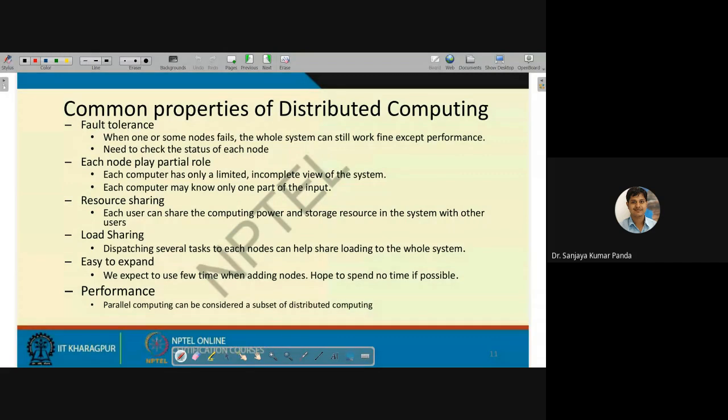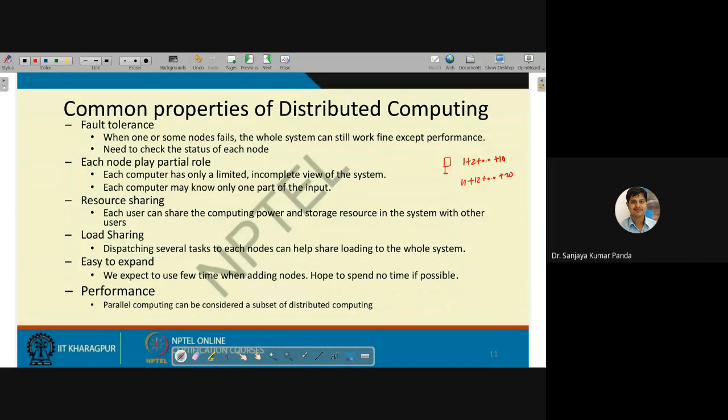So each computer has only a limited, incomplete view of the system. Suppose a node is given the addition of 1 plus 2 plus up to 10. This node is not willing to know or bother about who is computing 11 plus 12 plus up to 20.